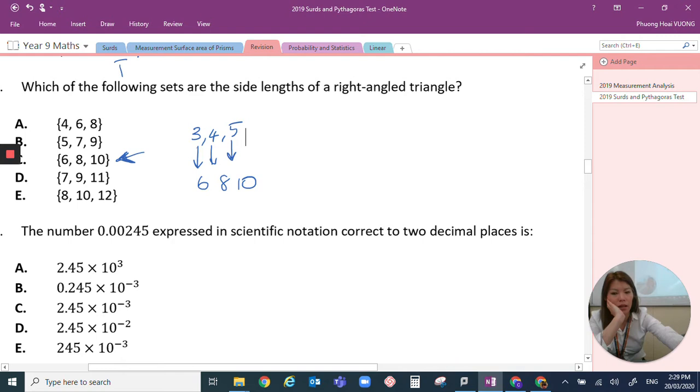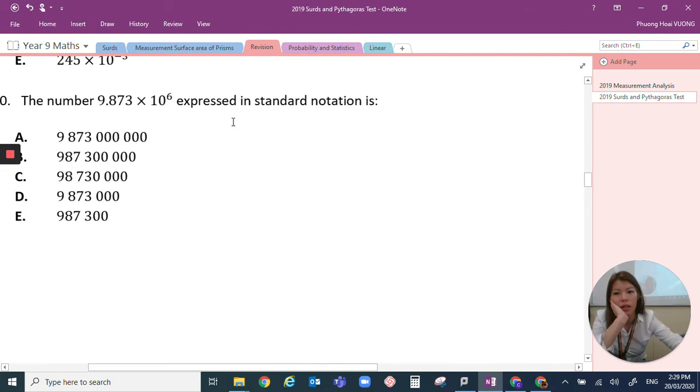The number that expressed as scientific notation correct to 2 decimal places, I will always underline that because I usually forget to do that in my answers, okay? So now we count 1, 2, 3. So we have 2.45 times, we counted to 3, so the power of 3. So therefore it's A.